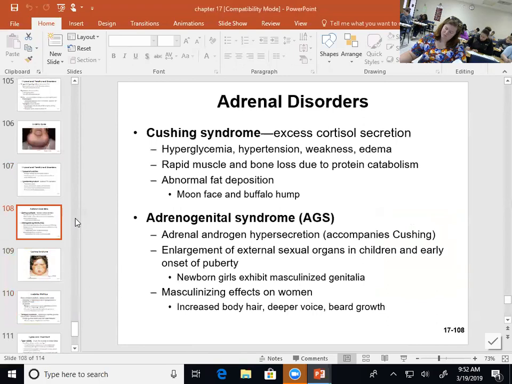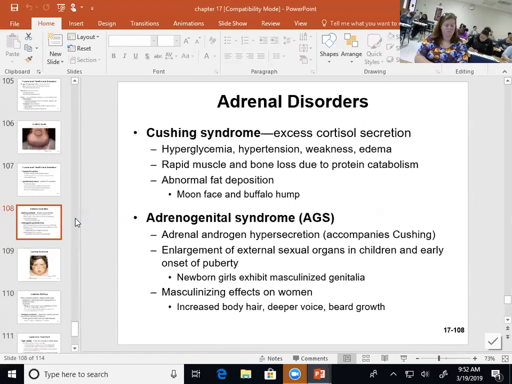And because the adrenal glands themselves are not putting out the hormones they need, you actually, in this case, will also have an increase in ACTH. You will also have that, because the ACTH is trying to get the adrenals to work. But in this case, the adrenals are not doing what they're supposed to be doing.